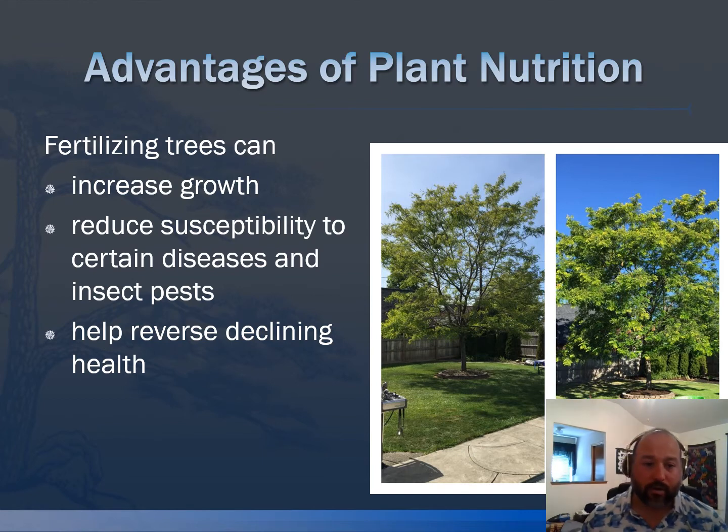Fertilizing can increase growth. It can reduce susceptibility to certain diseases and insect pests, and it can help reverse declining health. And so that's extremely important if we see declines in health or we see problems, we really want to just help the tree out and see if we can bring it back. We don't want to lose trees to diseases or pests. So if we can do something in terms of fertilization, that's going to keep the tree healthy while we figure out how to get rid of the pest. That would be extremely useful to us. Or we just want to increase growth. We really want to have nice, healthy looking trees. So all of those are advantages of plant nutrition and fertilizing.